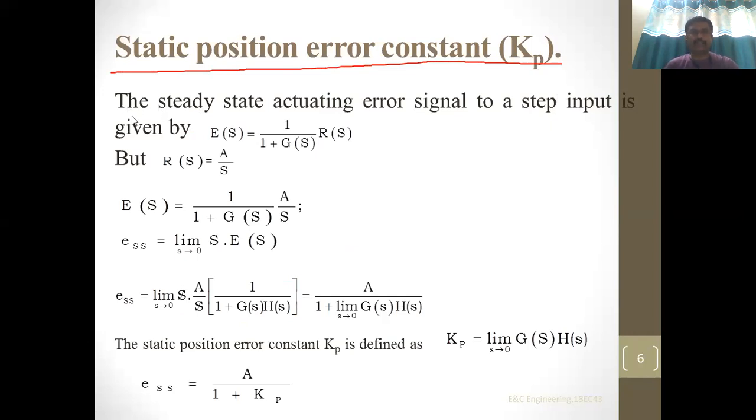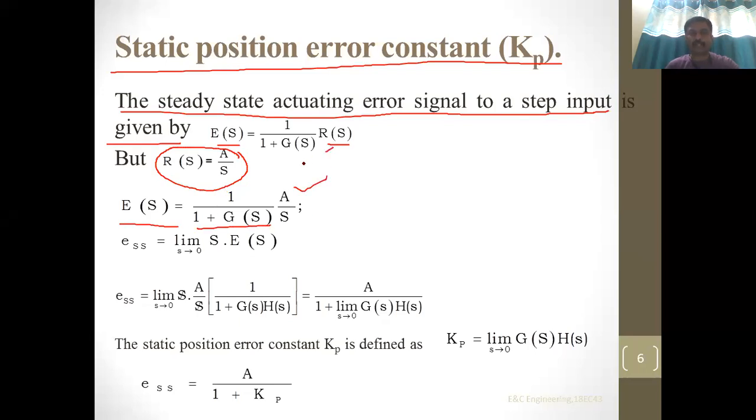As I told you, this Kp comes into the picture when the applied input is a step input. Thereby, the steady state actuating error signal for a step input is given by E(s) is equal to R(s) divided by 1 plus G(s). What is R(s)? R(s) is unit step input or step input A/s. Thereby, E(s) takes the form 1 divided by 1 plus G(s) into A/s, because R(s) is A/s. Next, steady state error: ESS is equal to limit s tends to 0, s into E(s).